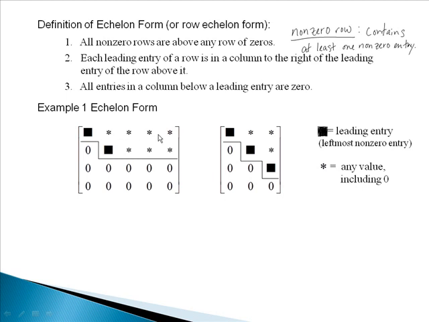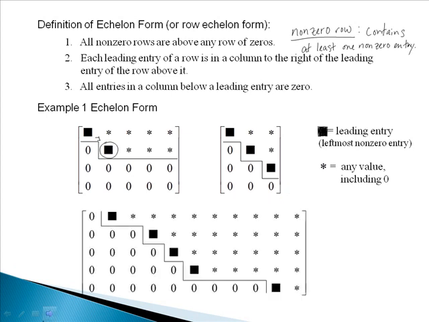And then any row that has any non-zero elements in it is above all of our 0 rows, the rows that have all zeros. And then the leading entry here is to the right of the leading entry in the row that's above it. Okay, and we see the same stuff happening in our second matrix here. So these are in echelon form.